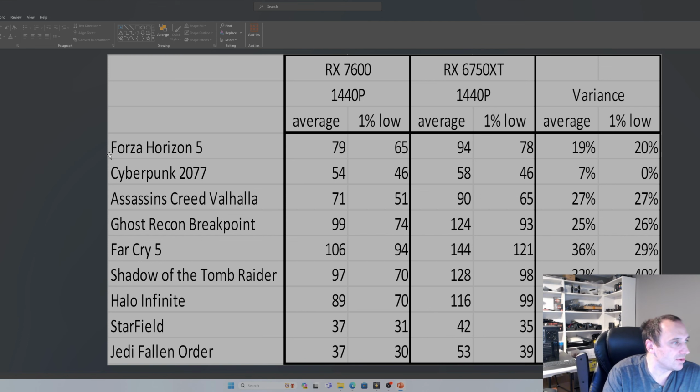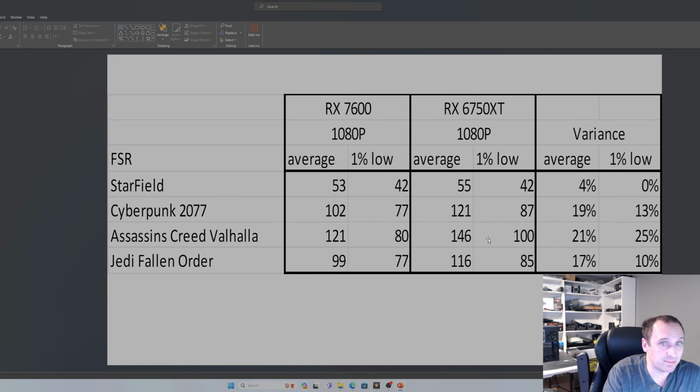And taking a look at FSR at 1080p, again, just to give you an idea of the performance that you can expect, no matter the settings that you're using. We're seeing a bit of an uptick with the 6750 XT over the 7600. At 1080p, chances are you're probably not going to use it because it looks like garbage anyway at 1080p using FSR, but you're already getting pretty high frame rates.